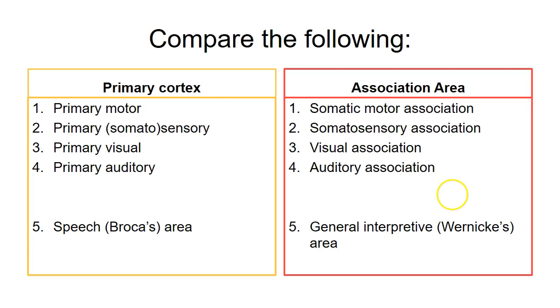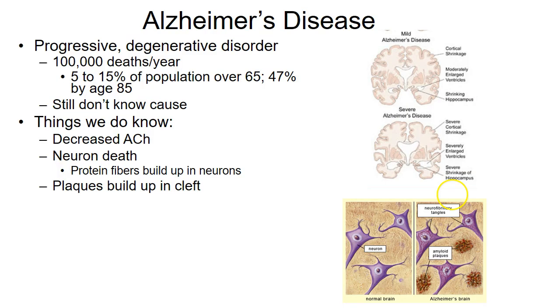Everybody understand the difference between primary and association? Because we're going to move on from the cerebrum. Okay?